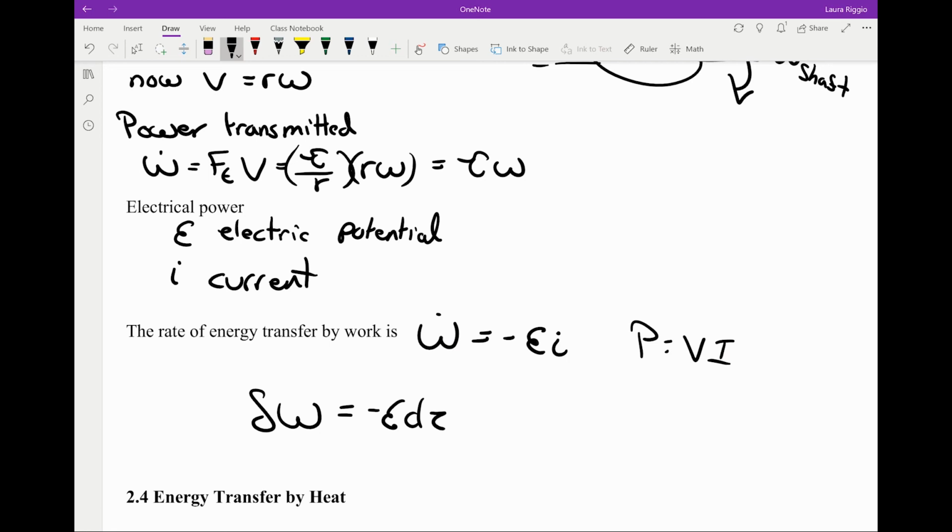In our next lecture, we're going to go over the different modes of heat transfer. So once we have work defined, once we have heat transfer defined, we can actually define the first law of thermodynamics.